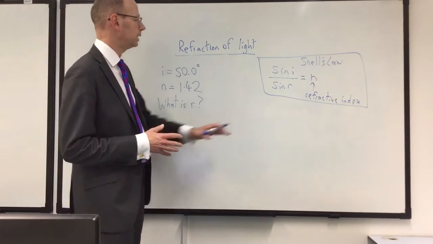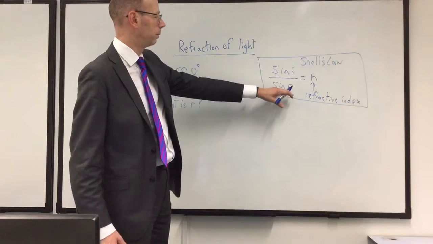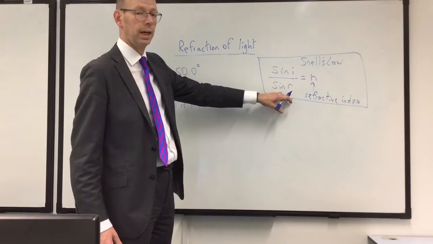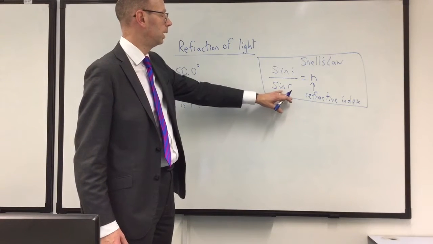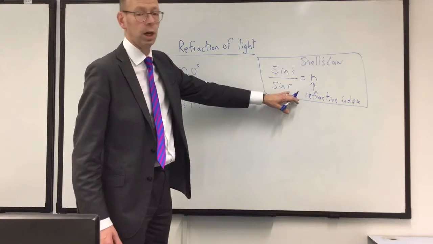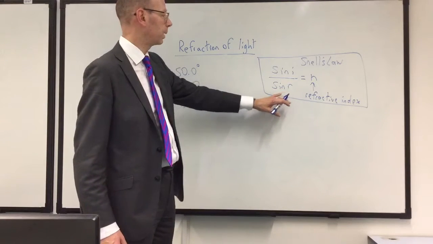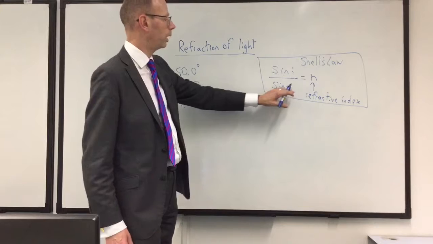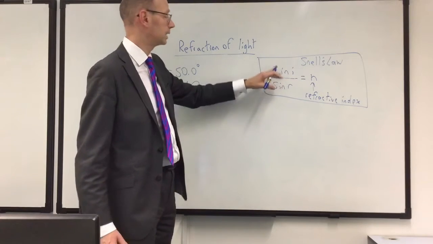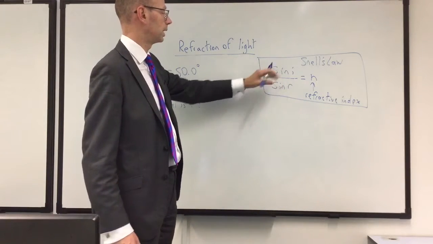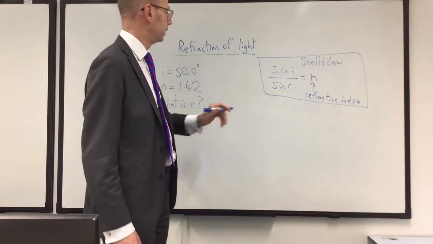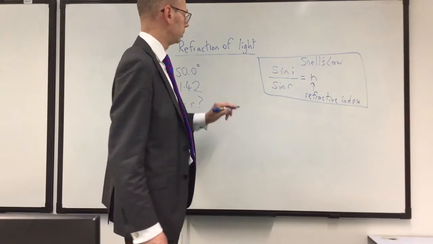Alright, so in this case, we're going to have to do a little bit of rearrangement because our formula starts with sine R on the bottom, and we're going to try and work out what R is. So how am I going to go about that? Well, why don't I rearrange the formula to get sine I on the bottom and sine R on the top? So let's do a little bit of rearrangement.